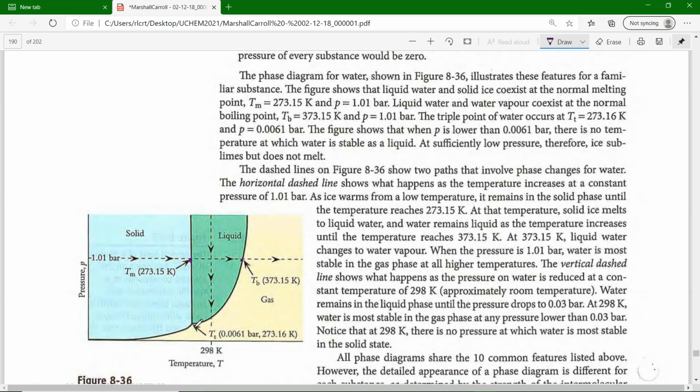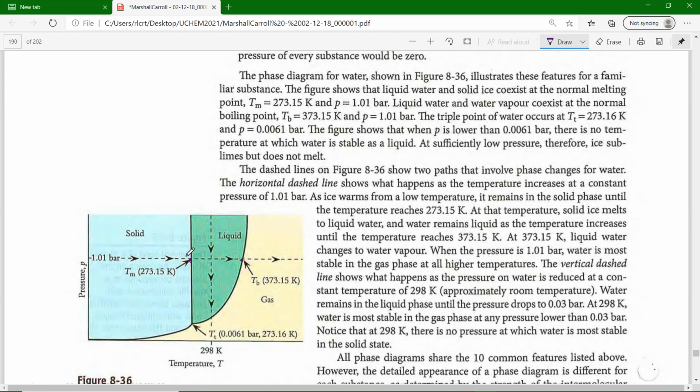And we have a triple point here, T triple. It happens at 0.0061 bar, which is hard to get. At sufficiently low pressure, ice sublimes but does not melt.